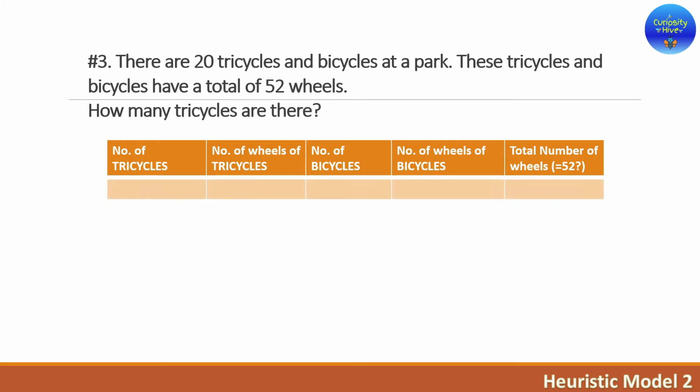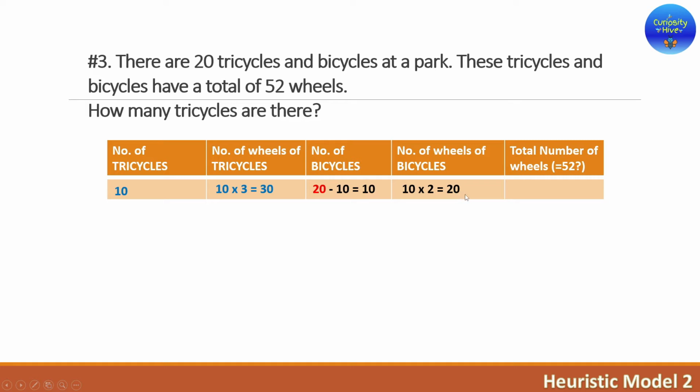So let's take our first guess. Generally we take the middle number or half of the number of bicycles and tricycles mentioned to check our answer. So I will start with 10 tricycles. There are 3 wheels in a tricycle, so the total number of wheels of tricycles is 10 times 3, which is 30. Now if my tricycles are 10, since the total number of cycles is 20, my number of bicycles will be 20 minus 10, which is equal to 10. And for these 10 bicycles, the number of wheels will be 10 times 2, which is equal to 20.